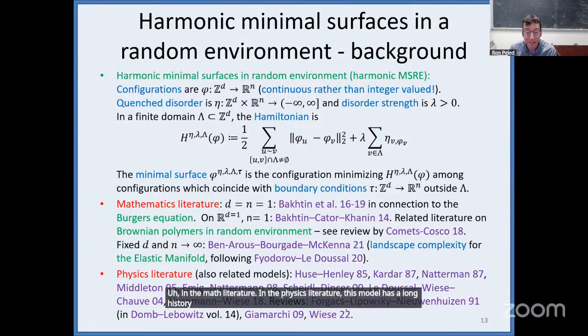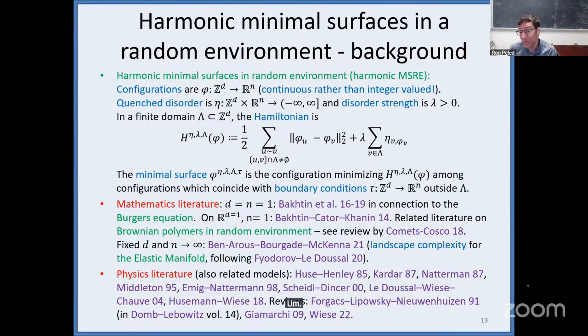Of course, in the physics literature, it's kind of in the continuum. It's not always exactly this model, but roughly this model, starting at least from Hughes and Henley from '85. So this is kind of their canonical model, I would say, for this kind of phenomena. But it has not received much attention in math.